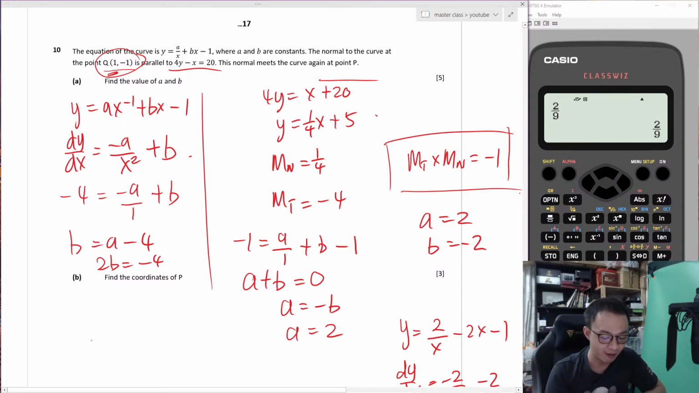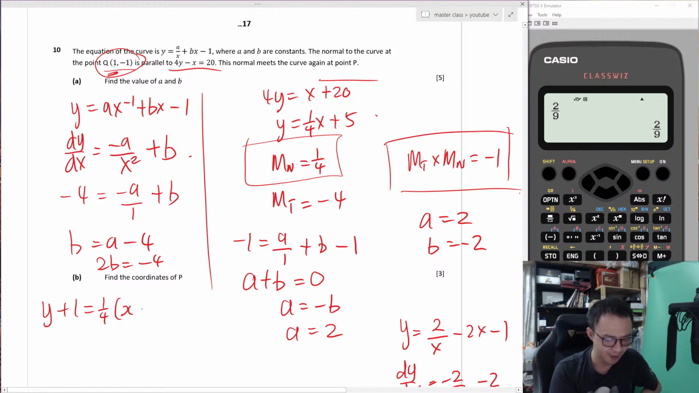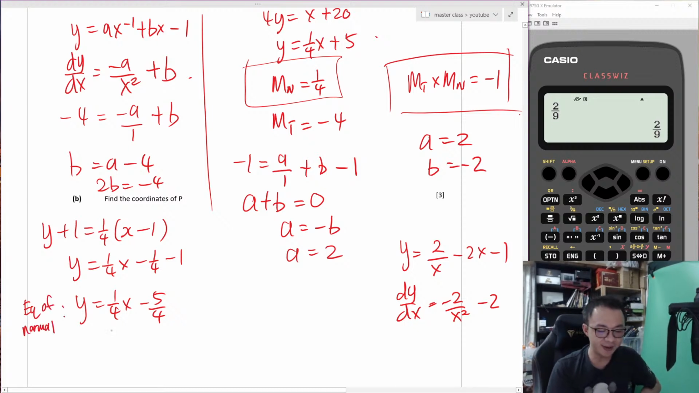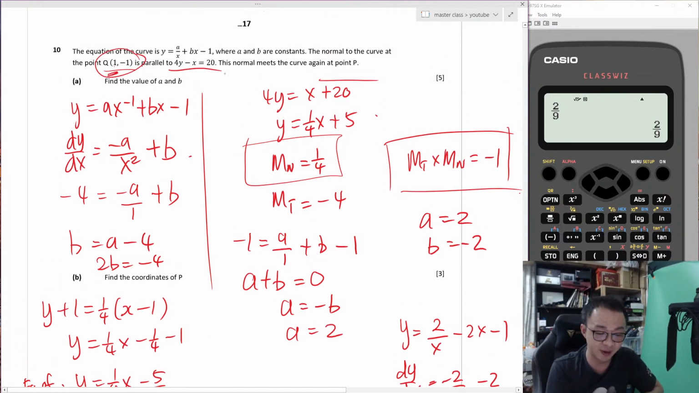Alright, then find equation of normal first. Since gradient of normal is 1 over 4, passing through that point is quite easy. y plus 1 equals to 1 over 4, and then x minus 1. So y equals to 1 over 4x minus 1 over 4 minus 1. Okay, so the equation of normal is 1 over 4x minus 5 over 4. This is the equation of normal. Alright, then this equation of normal is going to intersect the curve again at P, right? If I didn't read wrongly, the normal will meet the curve again at P.